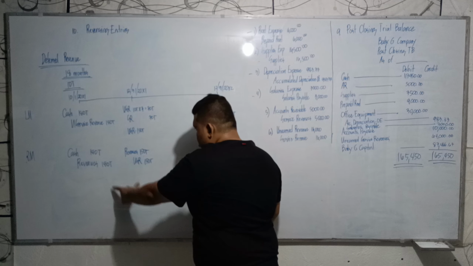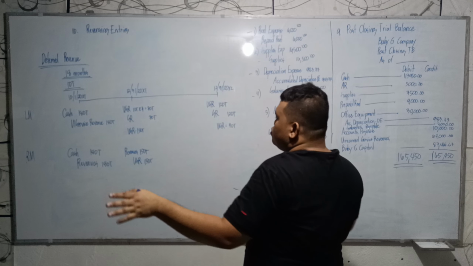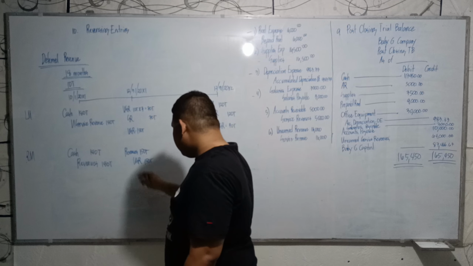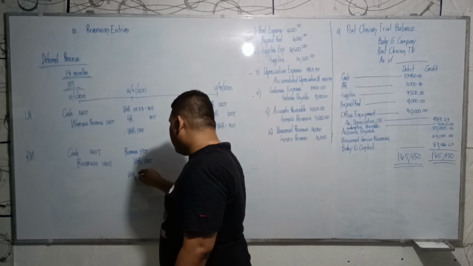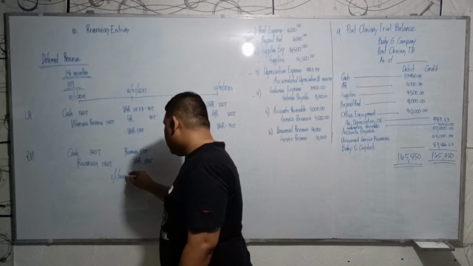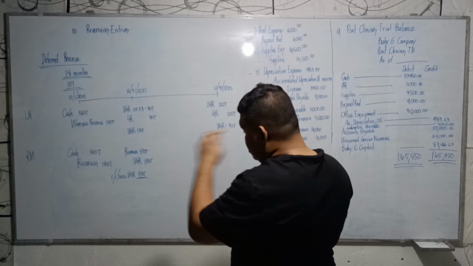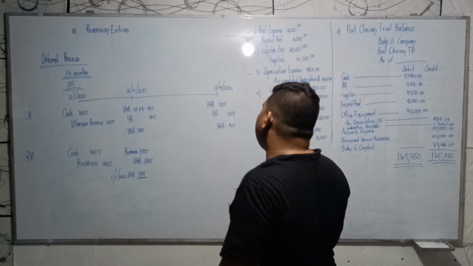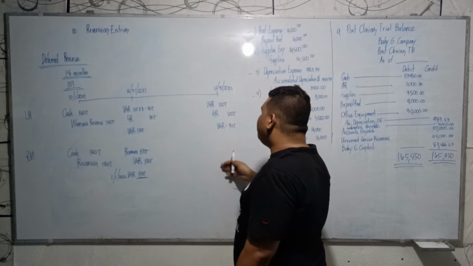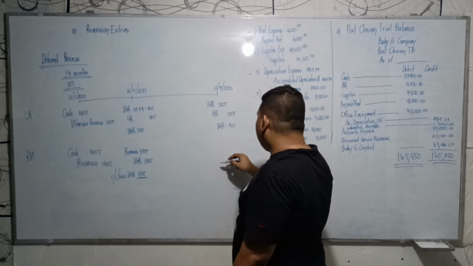So that's the pattern. Let's see if that pattern will still be the same if we do not use reversing entries in year 2. Okay? So what will happen? Your unearned service revenue here on 1/1/20X2 will be established. Since it has been established and you are not using any reversing entry, you will be forced to recognize the earned portion on 12/31/20X2. So the earned portion is 120,000.